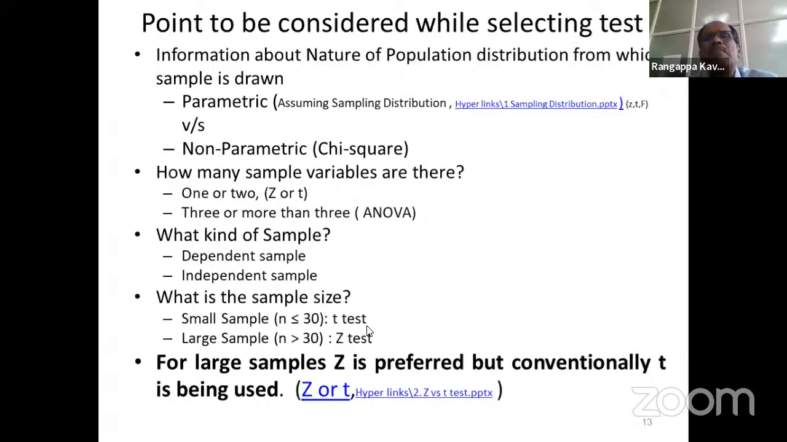I mean, assuming sample distribution. And again, here the question arises, what is the sampling distribution? What is the sampling distribution?